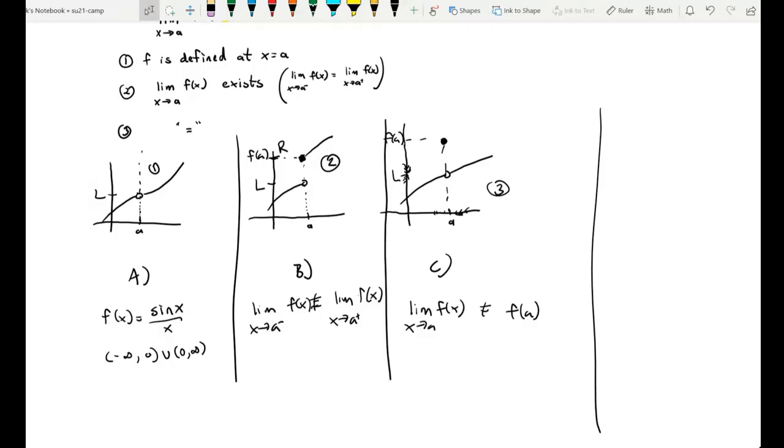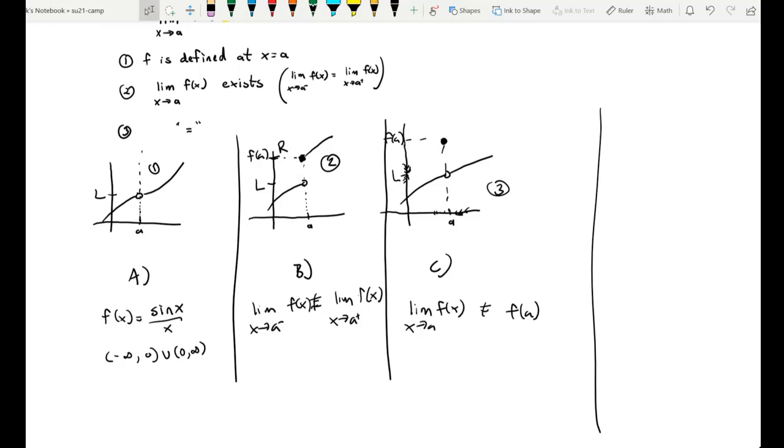So to answer the question, somebody said differentiable. A function might be continuous at a point, but not differentiable at a point. So that's a different issue. They're related, but it's different. Okay, so continuity is different than differentiability.